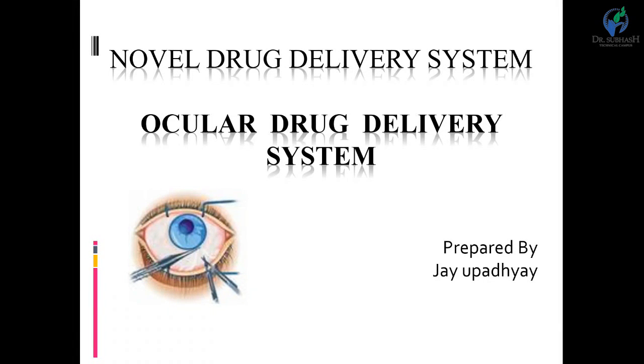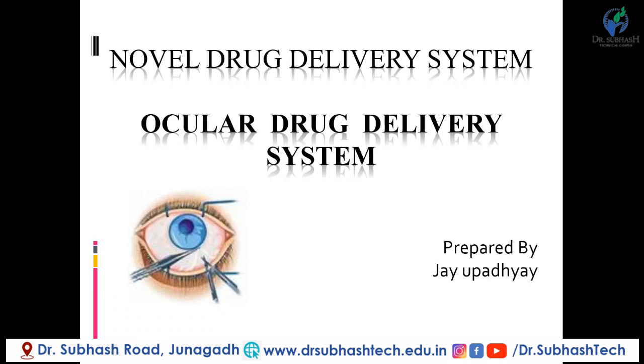Hello everyone. Today we are going to discuss the ocular drug delivery system. It is considered a part of the novel drug delivery system. The ocular drug delivery system involves the administration of a drug into the ophthalmic part, or into the eye. Ocular administration of any drug is primarily associated with the basic need to treat ophthalmic disease.